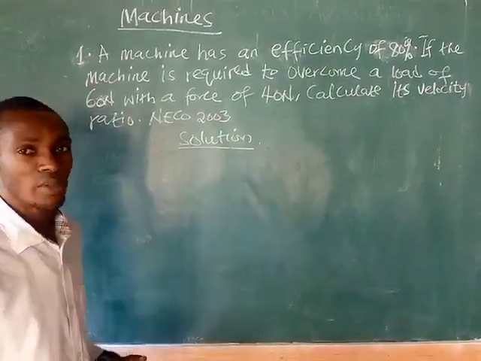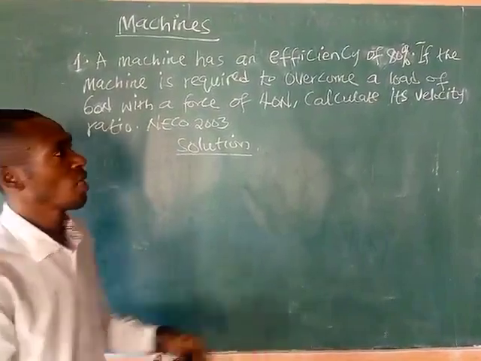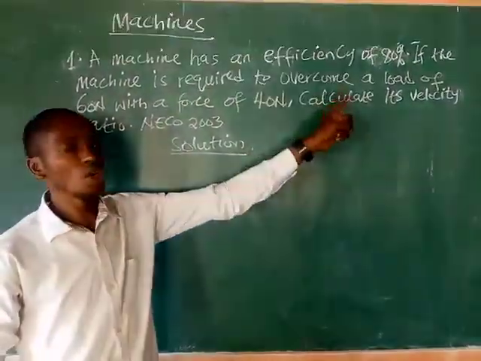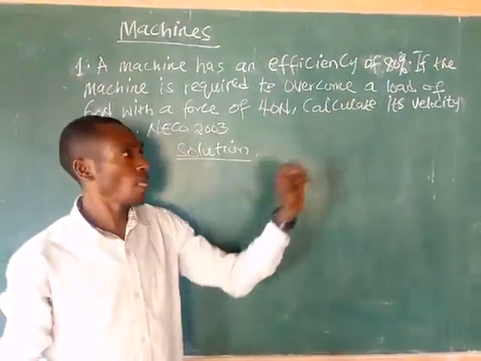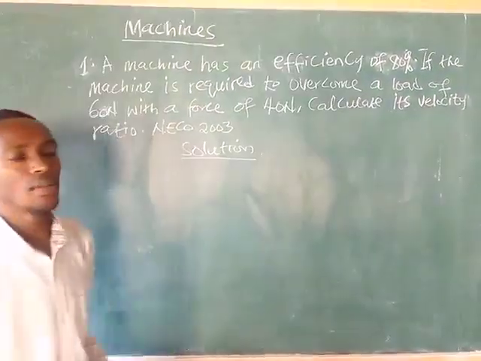Let's look at this question on machines. We have question 1. A machine has an efficiency of 80%. If the machine is required to overcome a load of 60 Newton with a force of 40 Newton, calculate its velocity ratio. NECO 2003.